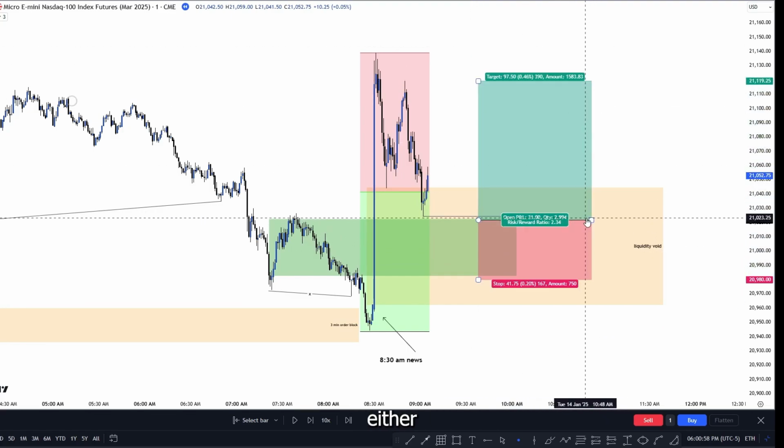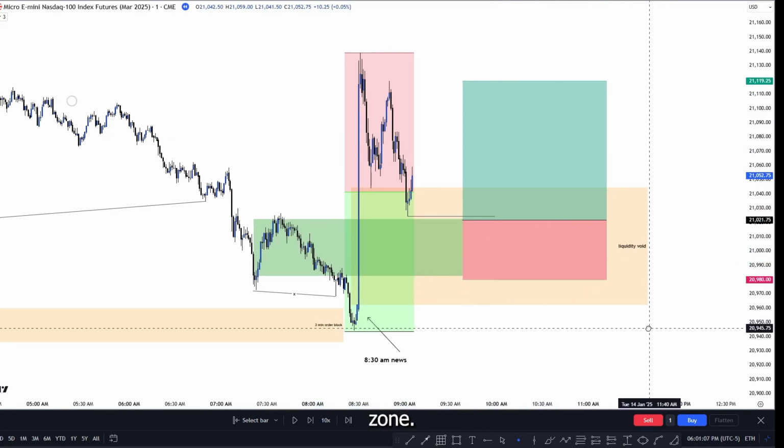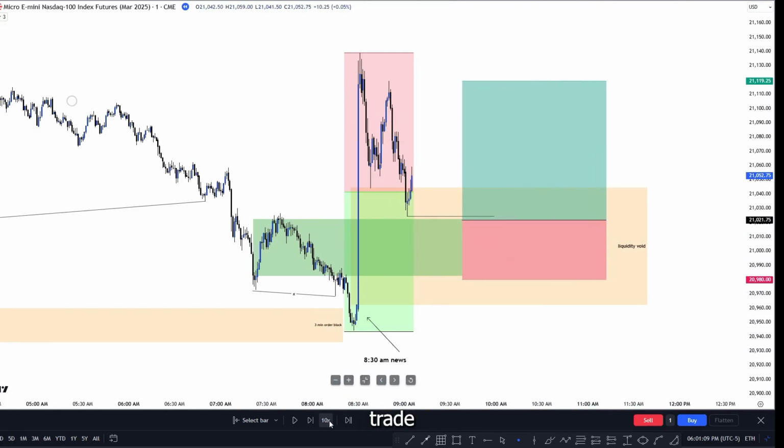I always target for either a 1:2R or a 1:3R, right? Never get greedy, but always target a good take profit zone. Now let's play price and see exactly how this trade played out.